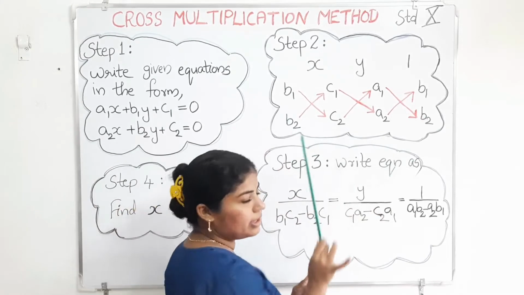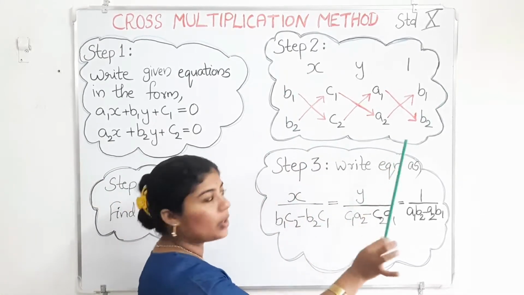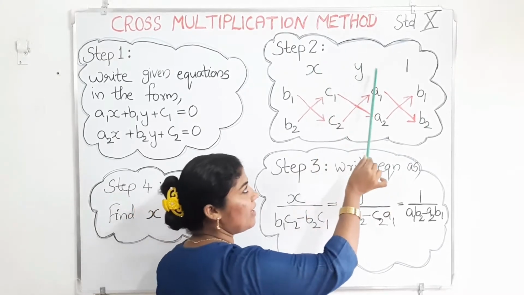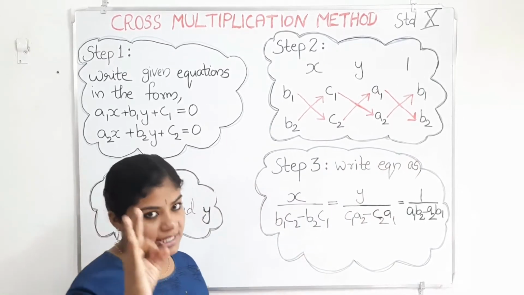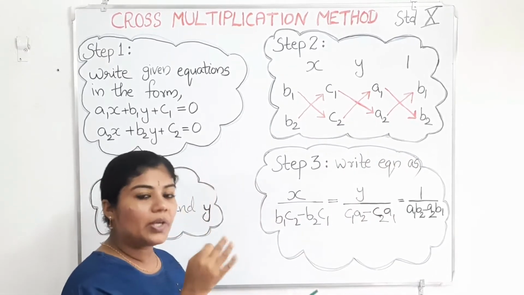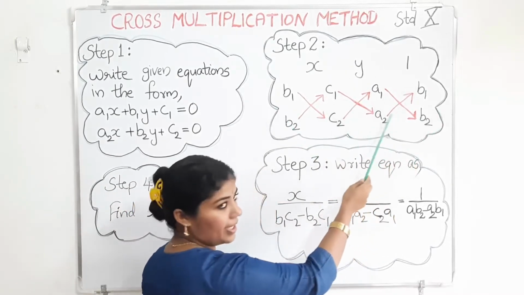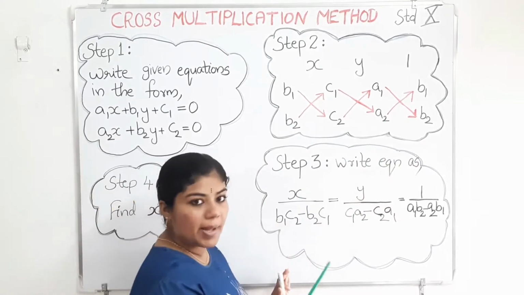Just think about the first row: you are writing your variables only, that is X and Y. Then you are writing 1. Then you have A, B, C. Okay, that B you are writing on both ends, here B and B, in between C. Just remember that only.